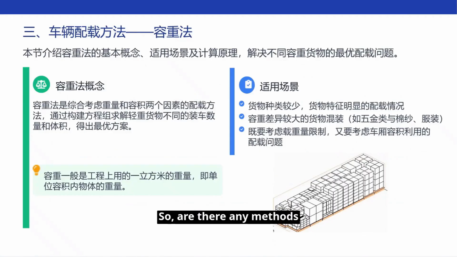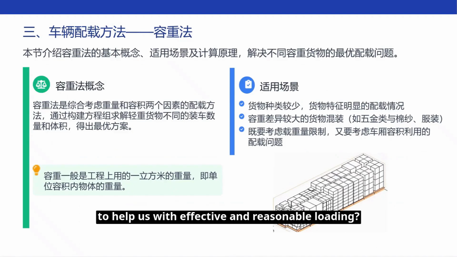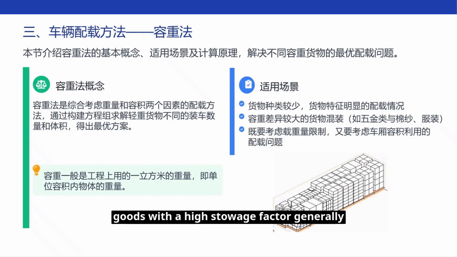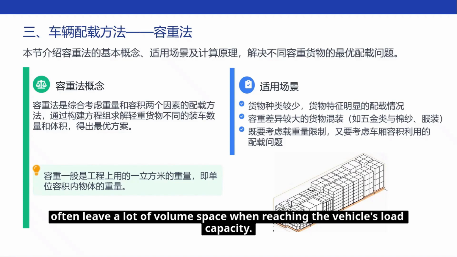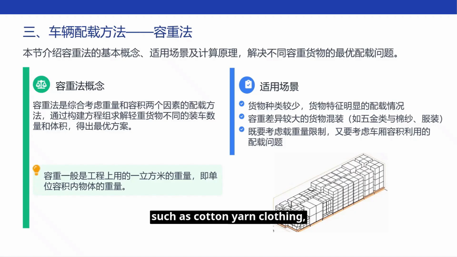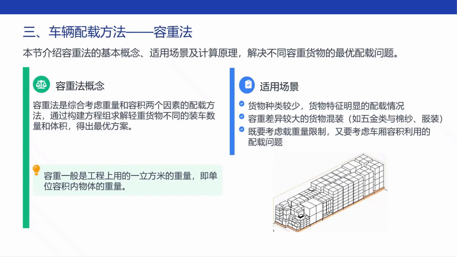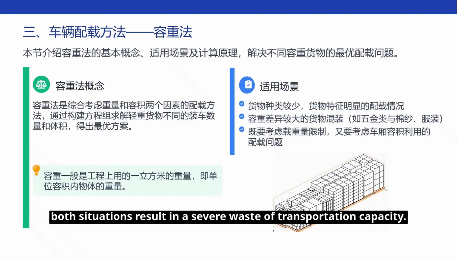So, are there any methods to help us with effective and reasonable loading? Next, let's learn about the stowage factor method. In vehicle loading, goods with a high stowage factor generally, like hardware, often leave a lot of volume space when reaching the vehicle's load capacity. Goods with a small volume, such as cotton yarn clothing, do not reach the maximum load capacity even when the compartment is full. Both situations result in a severe waste of transportation capacity.